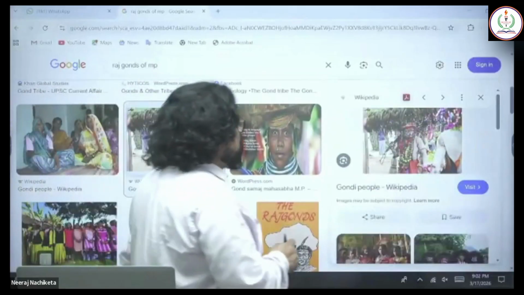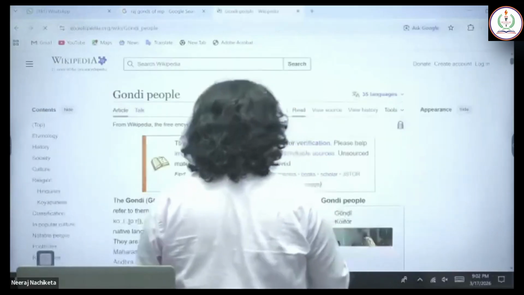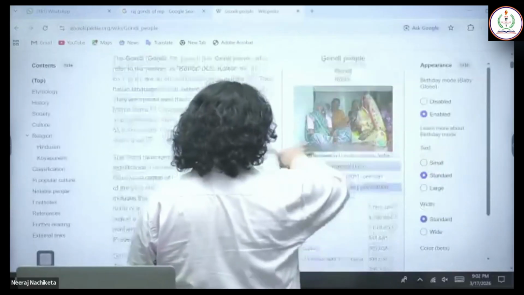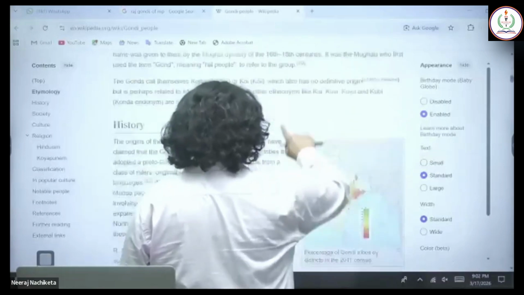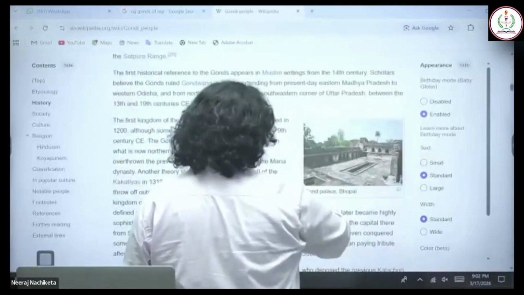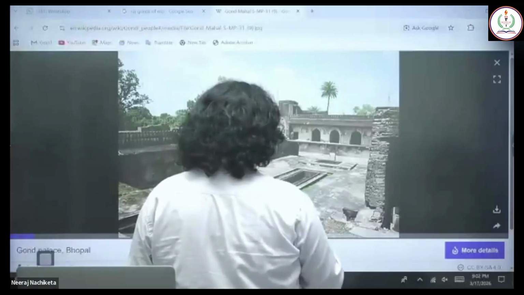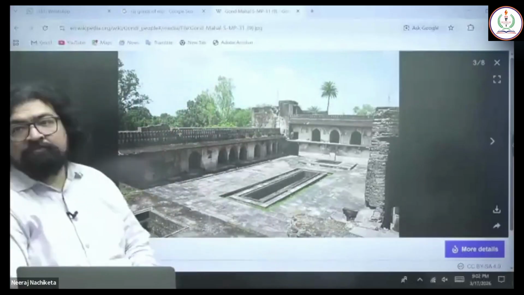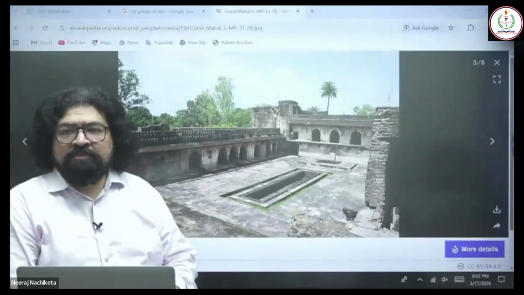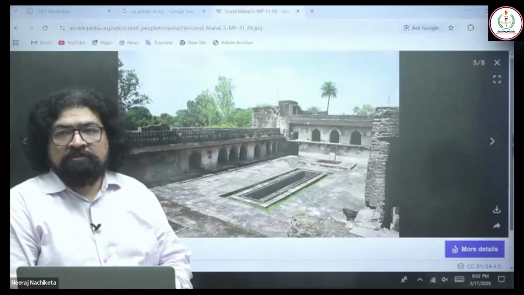Now see here, Gond people there. They have their own type of culture and history. See here, Gond Palace, Bhopal, Raj Gond. They were the rulers among the Gonds.